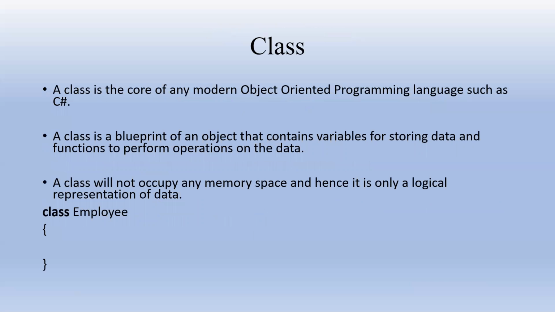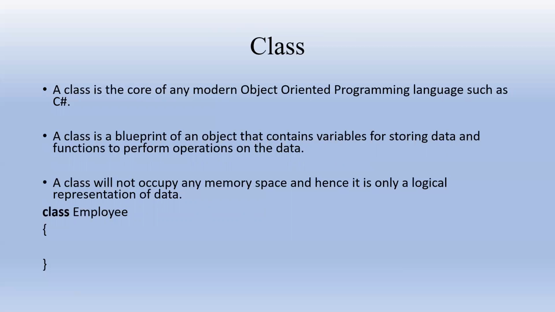Next is class. A class is the core of any modern object-oriented programming language, such as C Sharp. By core, we mean that it is the starting point, you can say, of writing any code in an object-oriented programming language, such as C Sharp or VB.NET. Basically, a class is nothing but a blueprint of an object that contains variables for storing data and functions to perform operations on the data.